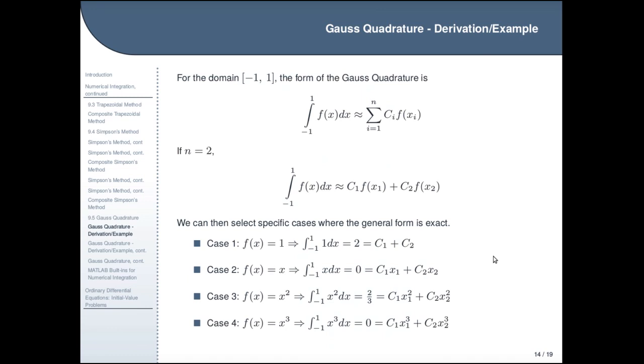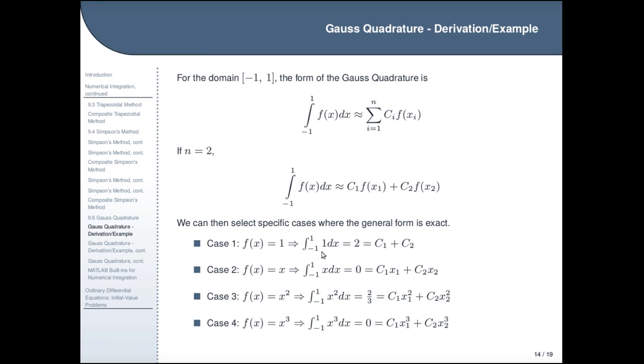The general form, if we do have that domain from -1 to 1, is shown in the first equation on this page. It's just the sum from i equals 1 to n of the weights times f at x sub i, the Gauss points. So if n is equal to 2, we end up with the second equation on this page, just 2 components.